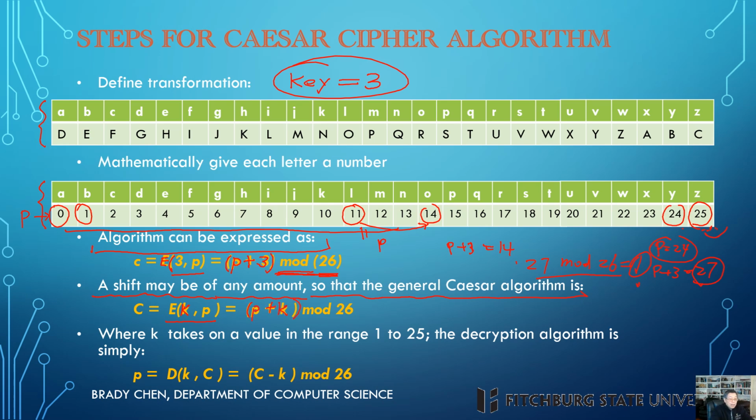Okay, K is the number. If we choose K equals 10, that means each character is going to be replaced by a character 10 positions down. But we still need to use the modular operation. It's mod 26. If it's the end of the list, then we circle around and go from the beginning.